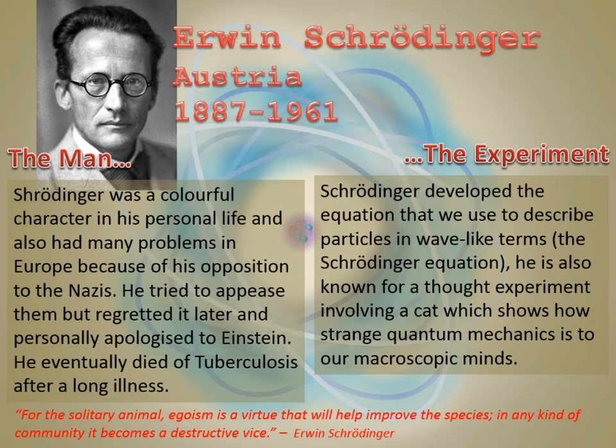Now, it should be said that this idea really only applies to the Copenhagen interpretation of quantum mechanics, which is one interpretation of quantum mechanics. There are other interpretations, such as, for example, the many worlds interpretation, and this does not require that you end up with a simultaneously alive and dead cat. However, the Copenhagen interpretation is still the most popular interpretation, and all of the different interpretations of quantum mechanics have their own problems associated with them.